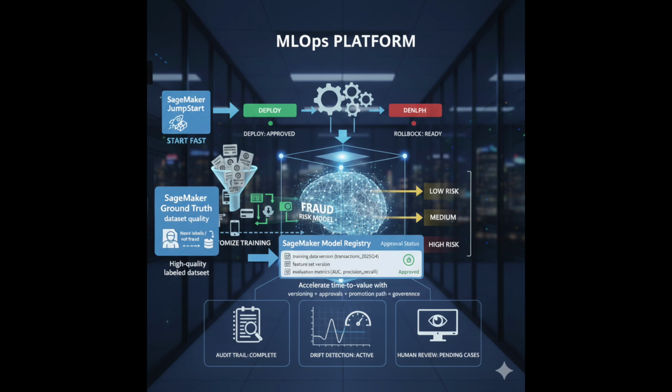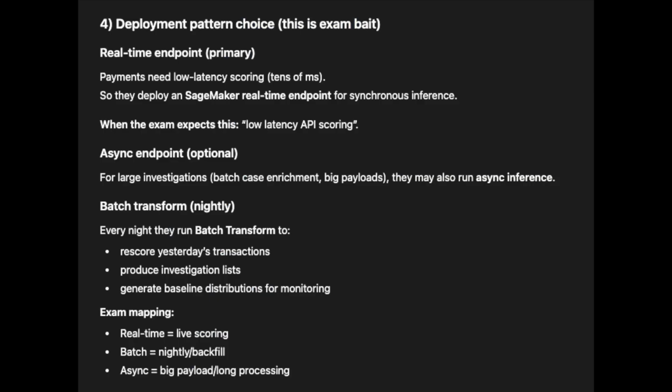Number 4, deployment pattern choice. This is exam bait. Real-time endpoint, primary. Payments need low latency scoring, tens of ms, so they deploy a SageMaker real-time endpoint for synchronous inference. When the exam expects this: low latency API scoring. Async endpoint, optional. For large investigations, batch case enrichment, and big payloads, they may also run async inference. Batch transform, nightly. Every night they run batch transform to rescore yesterday's transactions, produce investigation lists, and generate baseline distributions for monitoring. Exam mapping: real-time equals live scoring, batch equals nightly backfill, async equals big payload long processing.